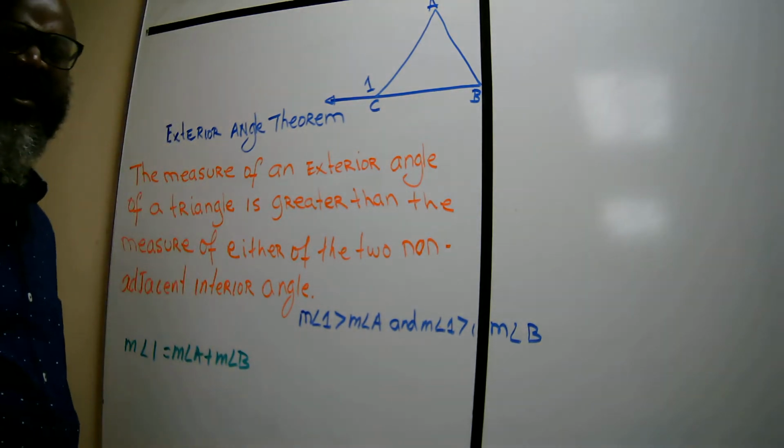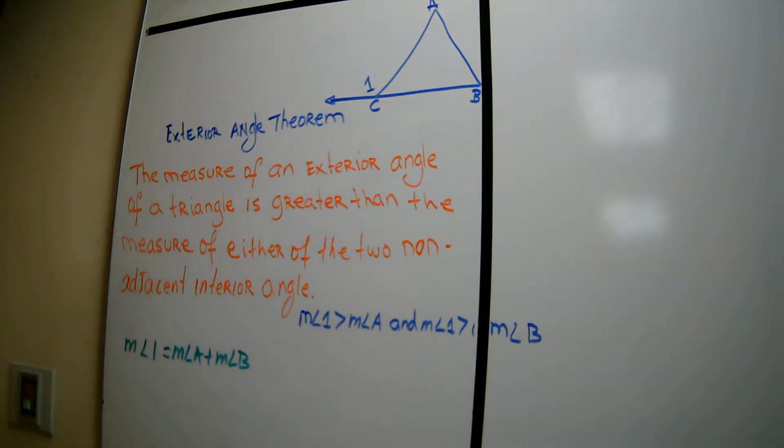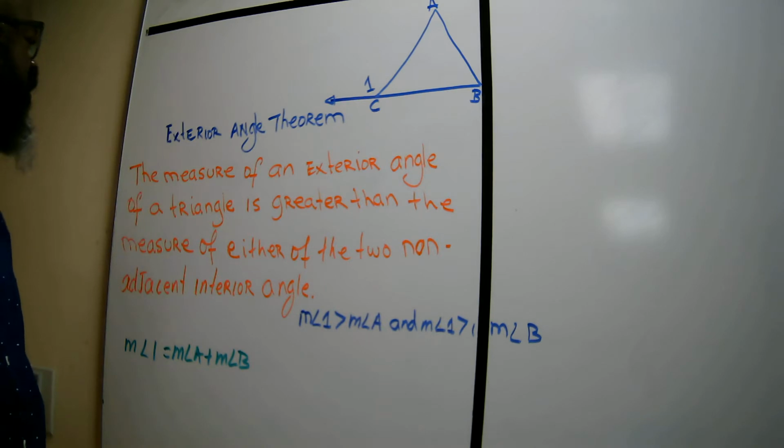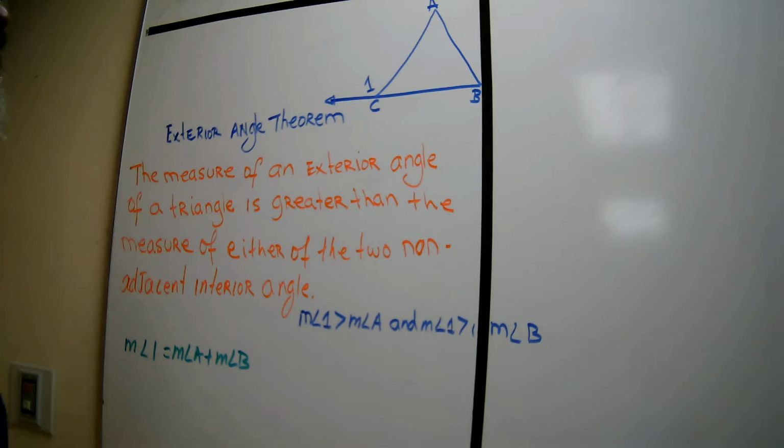Alright, we resume. We have the exterior angle theorem. The exterior angle theorem states that the measure of an exterior angle of a triangle is greater than the measure of either of the non-adjacent interior angles, which makes sense. We knew from prior knowledge that the measure of the exterior angle should equal the sum of the two remote interior angles. So the measure of the exterior angle itself will be greater than each remote interior angle individually.